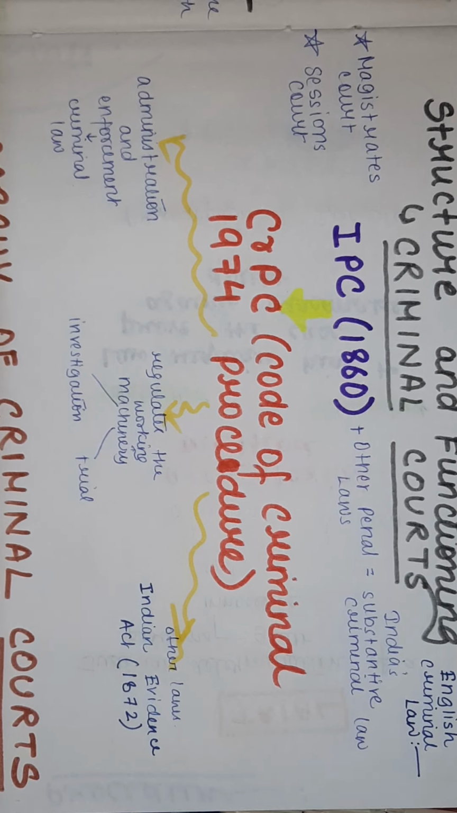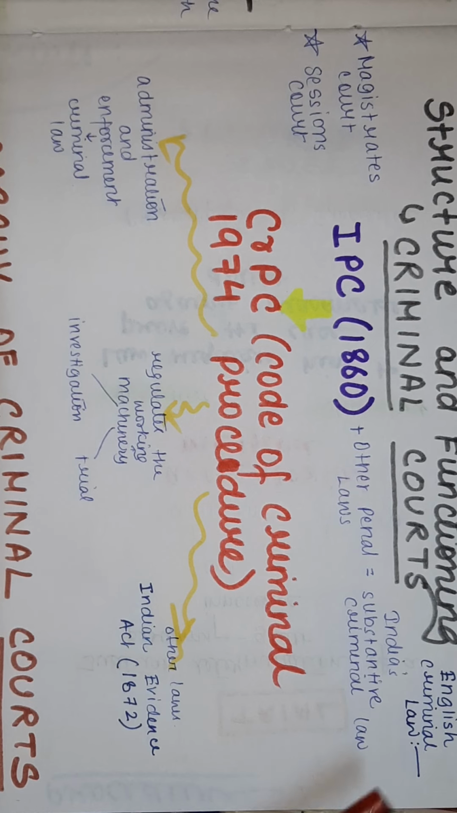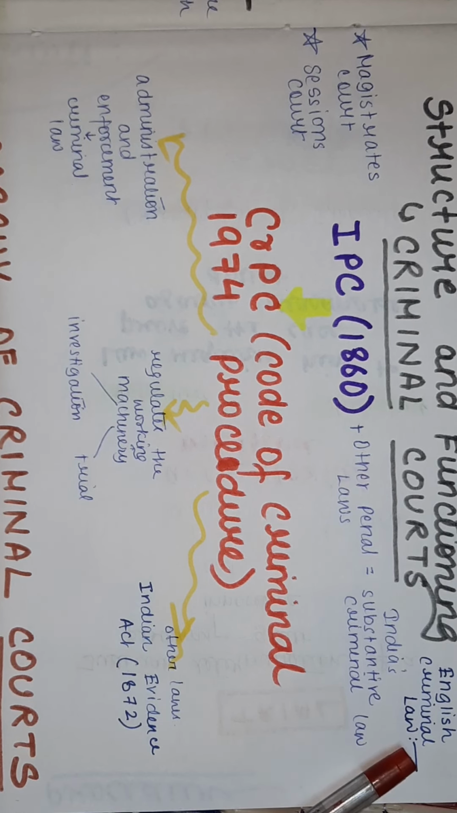In fact, the first criminal code of India, the first substantive criminal law in India, the IPC of 1860, was enacted under the British Raj. The IPC of 1860, along with other penal laws, constitutes India's substantive criminal law. It also draws a lot of inspiration from English criminal law.